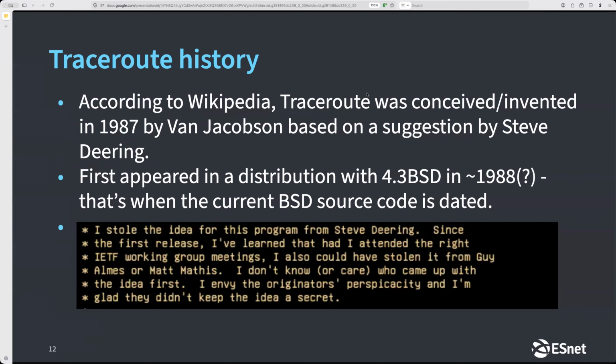So let's look at history. Wikipedia says that it was written in 1987. The source code that I've seen still has a 1988 date plus a whole bunch of commentary by Van Jacobson, which is really hilarious. And so I would actually refer you to that, and I do have that as a reference at the end of this presentation. But one of the things I also want to do is give credit where credit is due. Since a lot of us know Guy Almes and Matt Mathis, that might be familiar to people here, so I just decided to throw that comment in there.